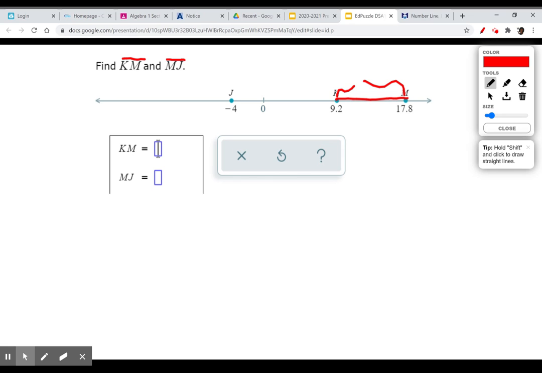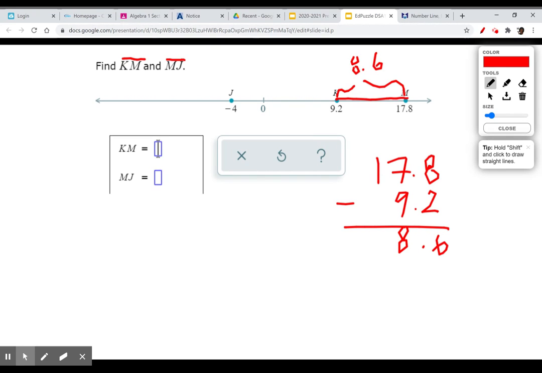So for 17.8 minus 9.2, that would be a distance of 8.6 units. Now for the distance of MJ, let's do this one in a different color.